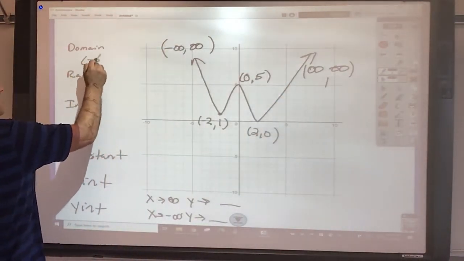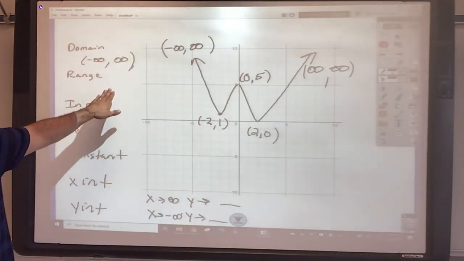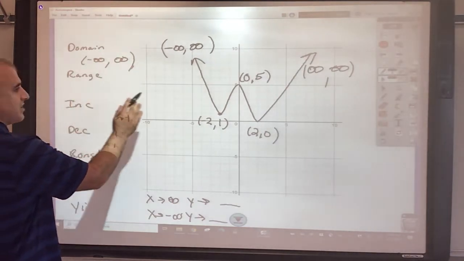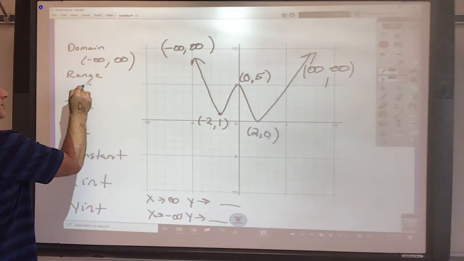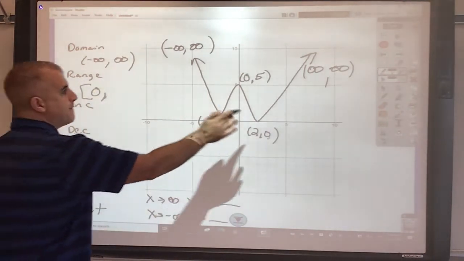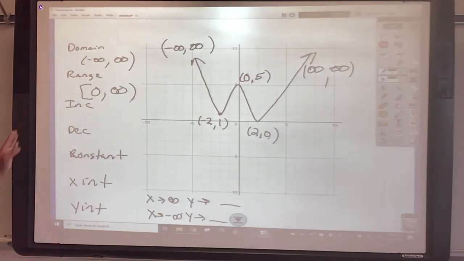So, if I'm doing the domain, the smallest x value of everything I've listed is negative infinity. The biggest is positive infinity. That's the same thing as saying all real numbers. My range, my smallest of all the y values is 0. And since it's at a point that's there, the biggest would be infinity. Curved bracket.